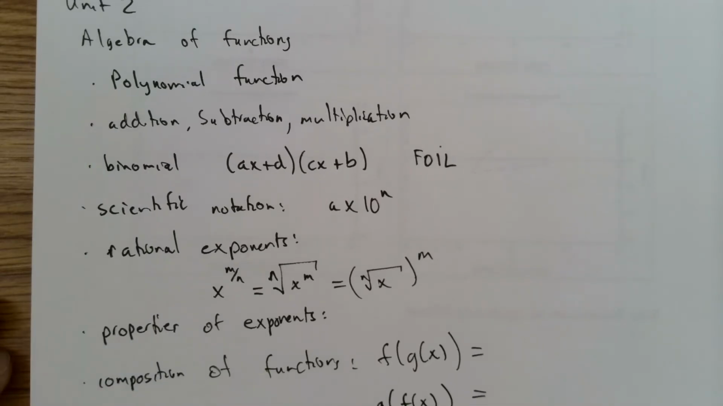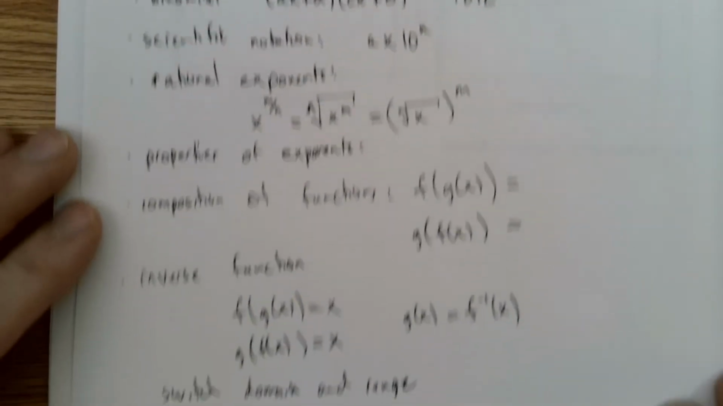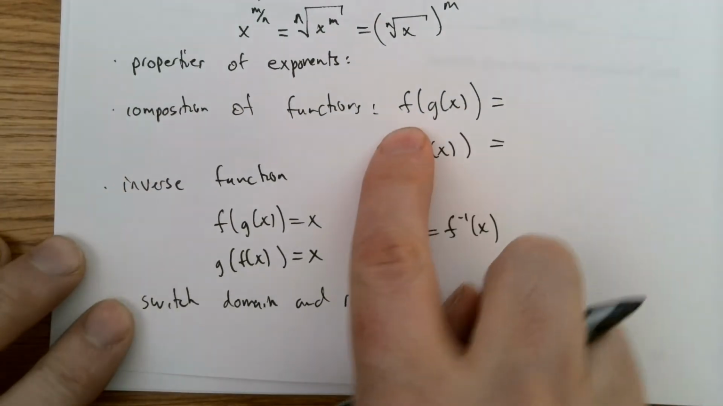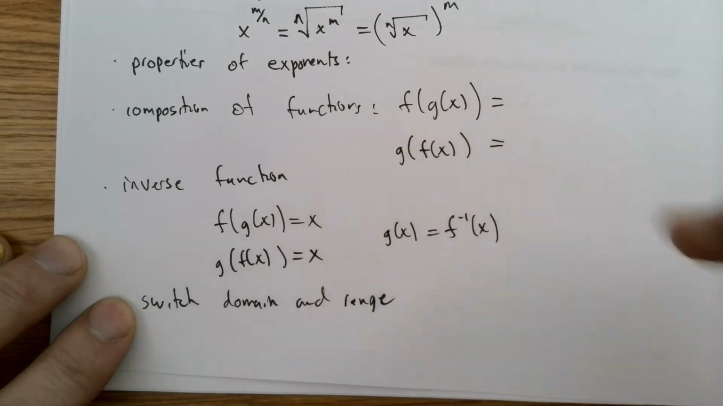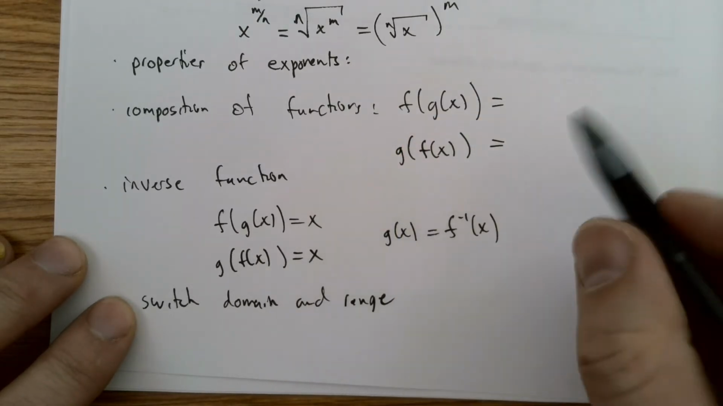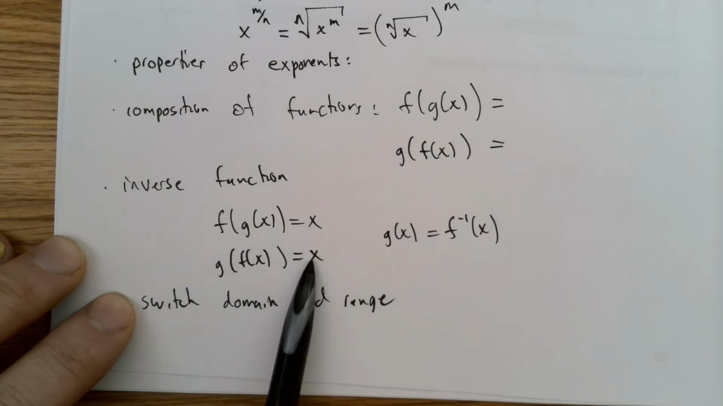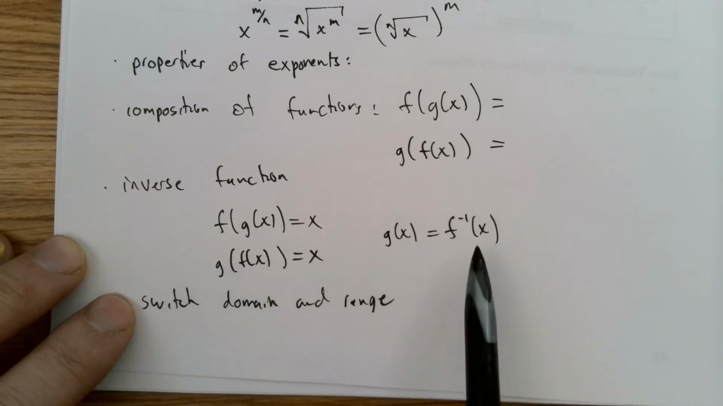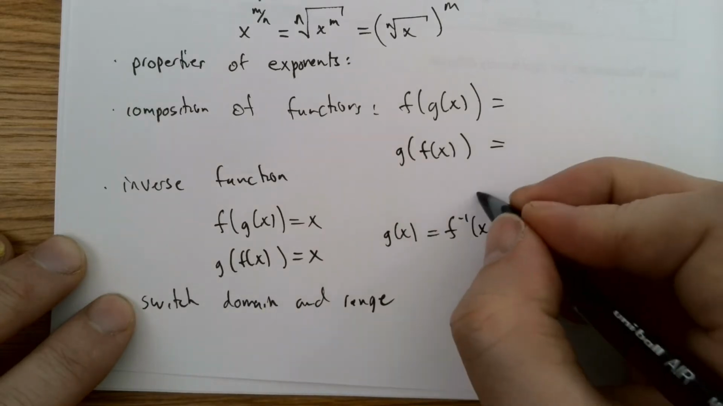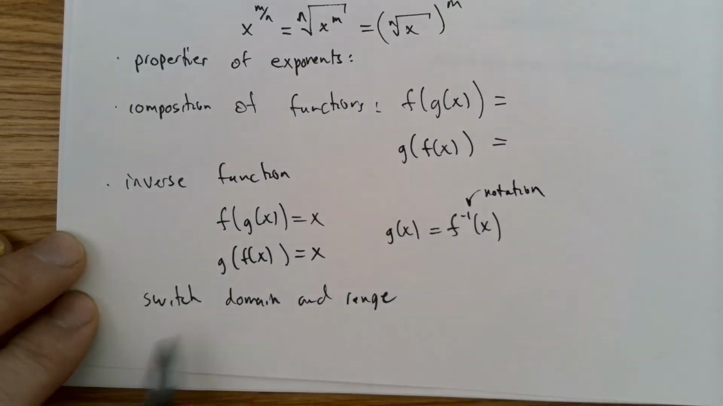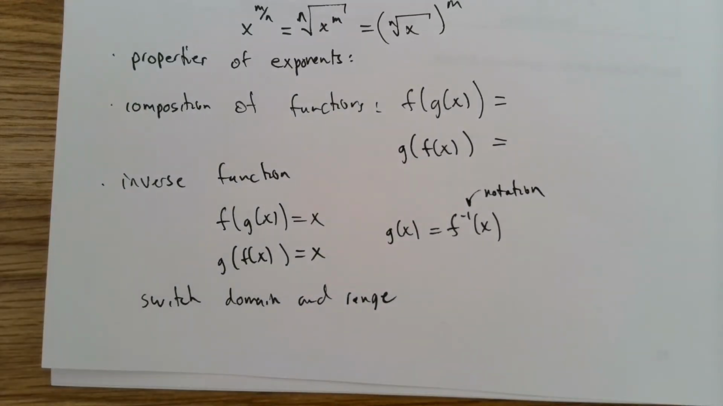That was Unit 2. Those first 2 units were, here's all the inverse stuff. Composition of functions, f composition g of x turned out to be something, g composition f of x tended to be something different. When these things were equal exactly to x, not to each other, but to x, which means they do equal each other, then we called it the inverse function. This was just notation, not an exponent. And we noted that we switched the domain and range.